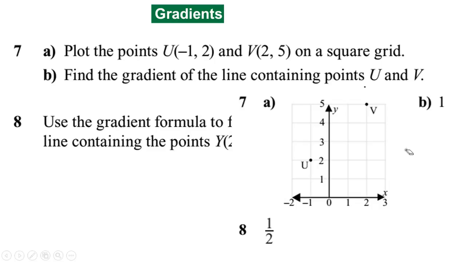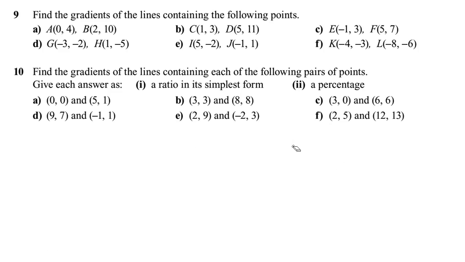Right, now moving over to the next questions, I would like you to pause the video and try question 9 and question 10. Okay, hope you've tried them. With this, I'm just going to pick question E for you. We've been told to find the gradients of the lines containing each of the following pairs of points as a ratio in its simplest form and as a percentage.